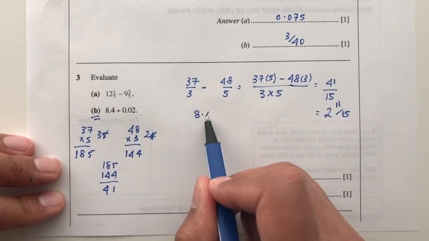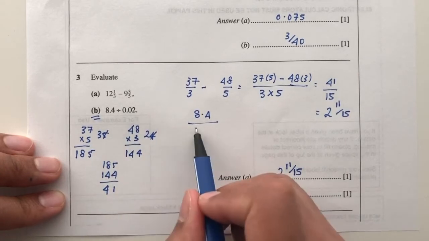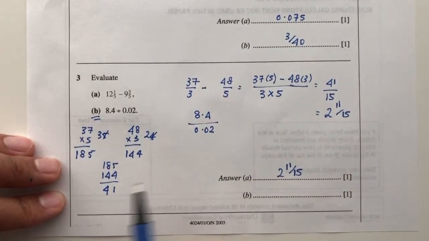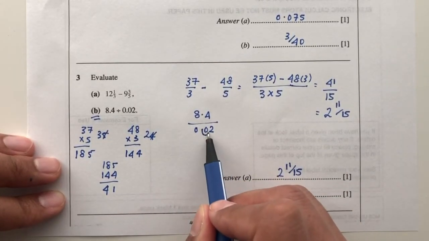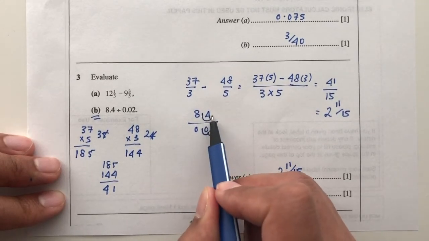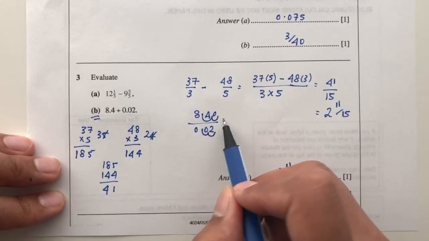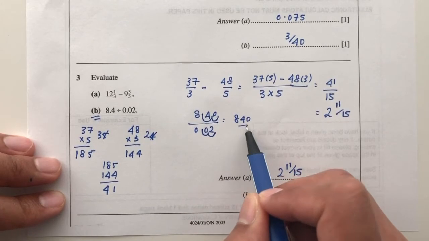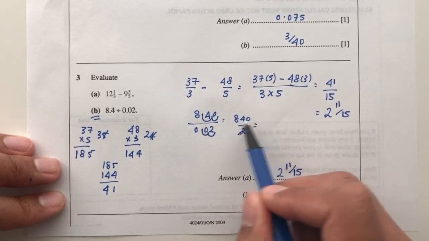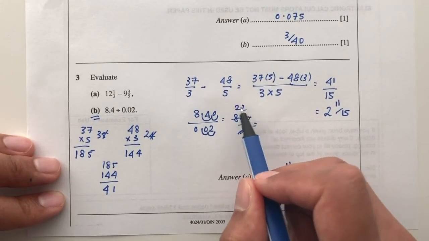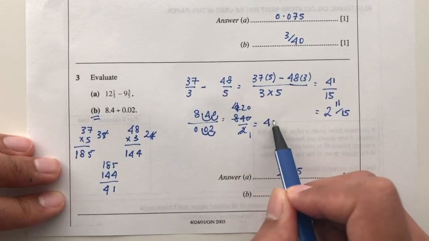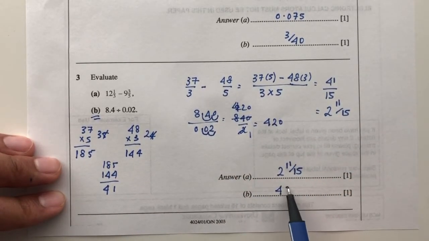So 8.4 divided by 0.02. So now I can see I have to move by 2 decimal places here. Now move by 2 decimal places here as well. So it becomes 840 divided by 2. That will be 420. So 420 will be my answer for part B.